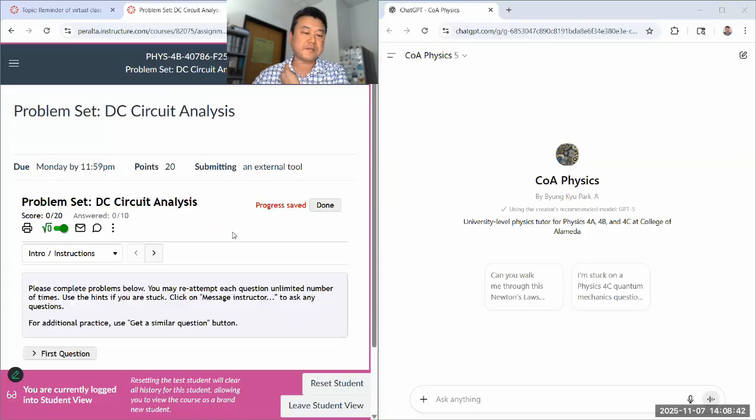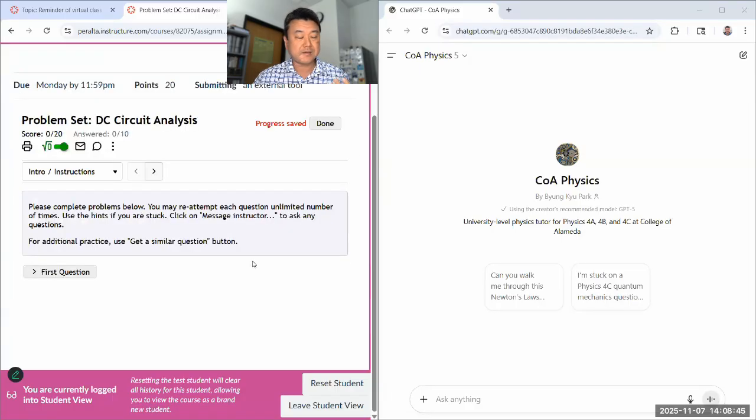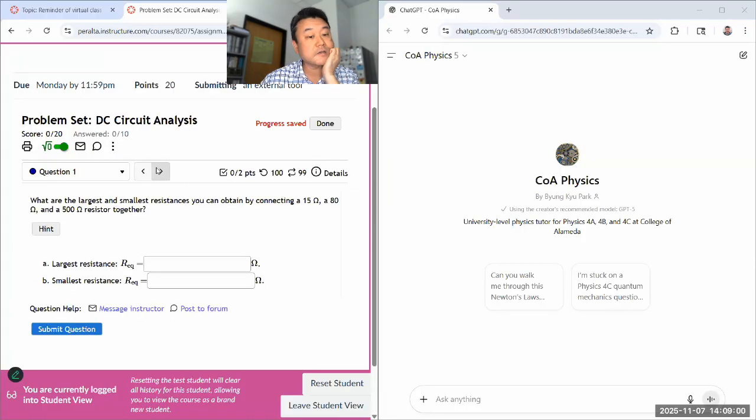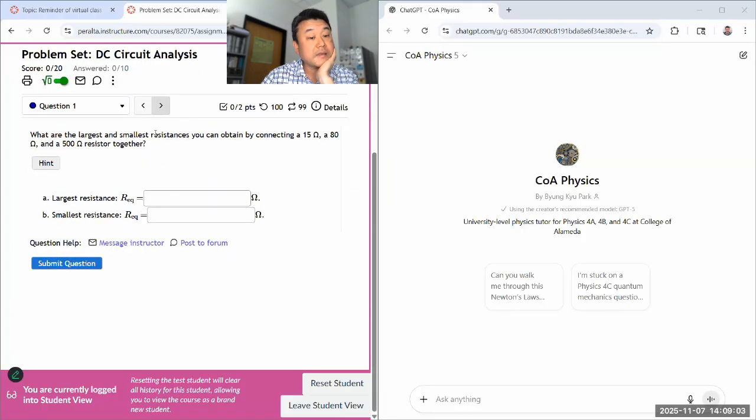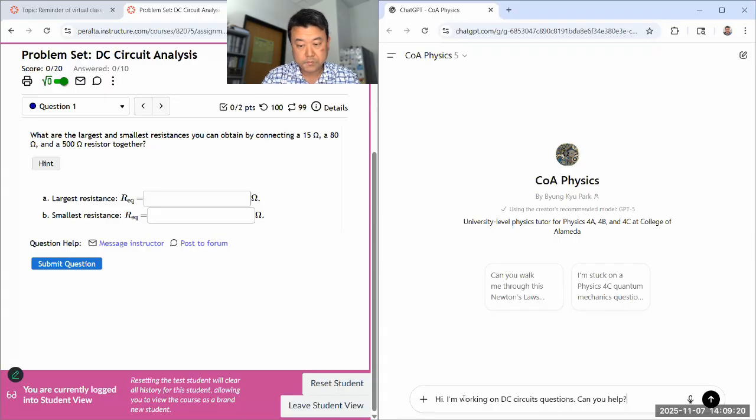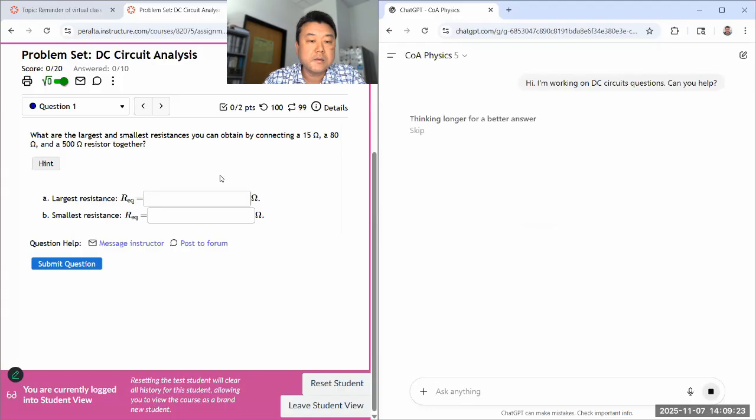In the past, I was just pasting in the image, and I think I'm gonna stop doing that, because that was resulting in some weird bug where it doesn't look like CoA Physics GPT recognizes the question in the screenshot. So let me first find the question that's worth asking. I guess I can ask this first. So I'll say, hi, I'm working on DC circuit questions. Can you help? And it'll say yes.